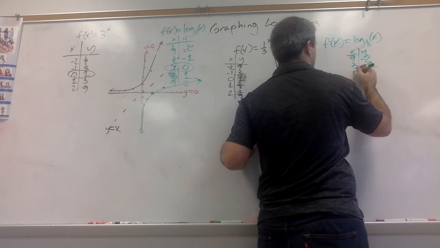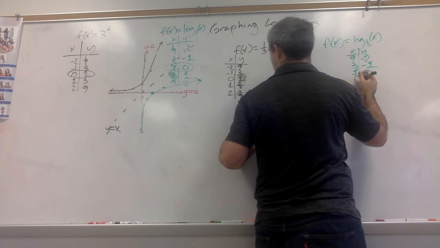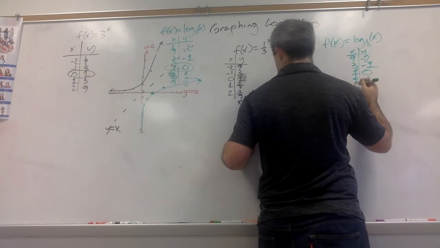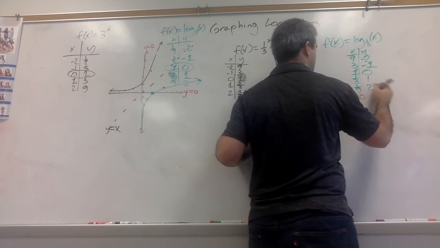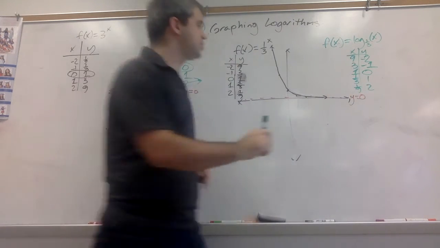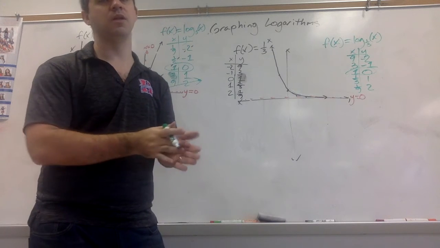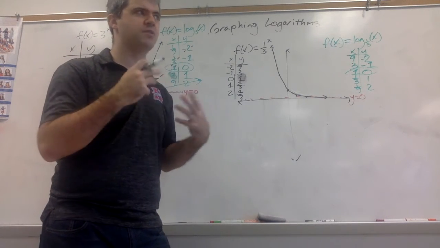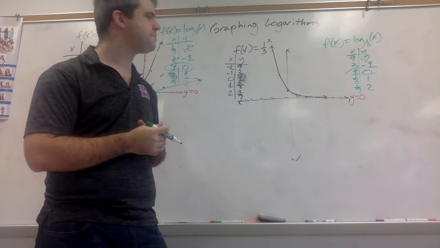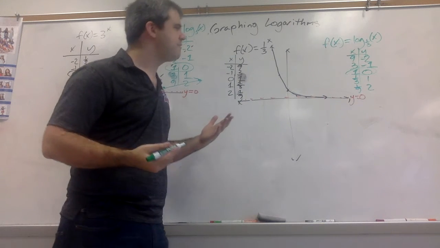So, 0, 1/3, 1, 1, 9, 2. Again, I want you to notice we have this 1, 0 point. Every single parent function logarithm is going to have that. So let's graph these real quick.